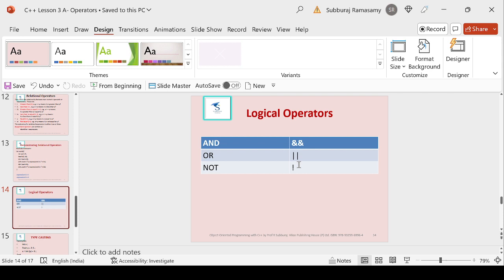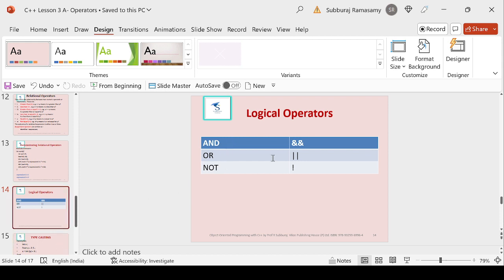In the keyboard you'll find it easily, the line is there. So OR means two vertical lines. NOT means the exclamation mark. So these are the only three logical operators: AND, OR, NOT.